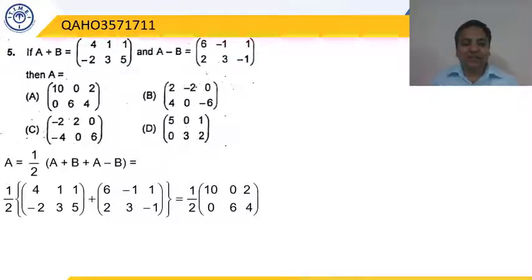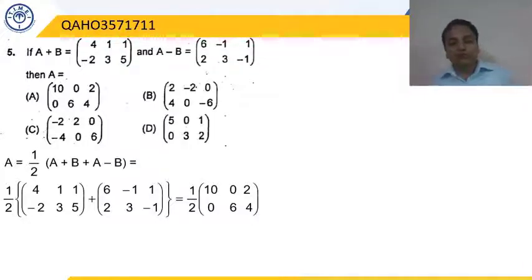Now the first matrix A11 is 4 and the second matrix A11 is 6. So 4 plus 6 becomes 10. So we write in the resultant matrix 4 plus 6 as 10. Then the first row, second column is 1. The second matrix, first row, second column is minus 1. When you add 1 with minus 1 it becomes 0.